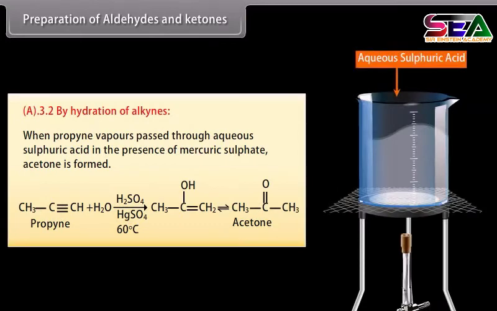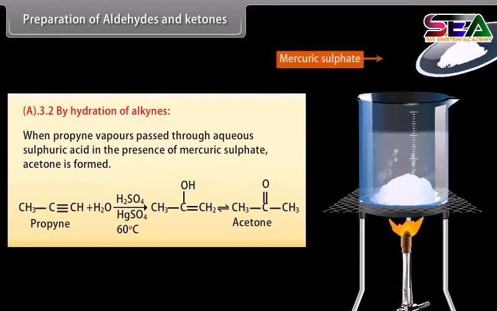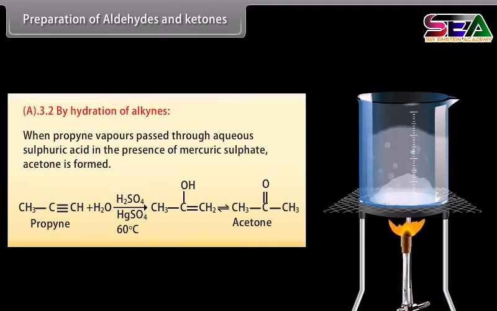When acetylene vapors are passed through aqueous sulfuric acid in the presence of mercuric sulfate, acetaldehyde is formed.